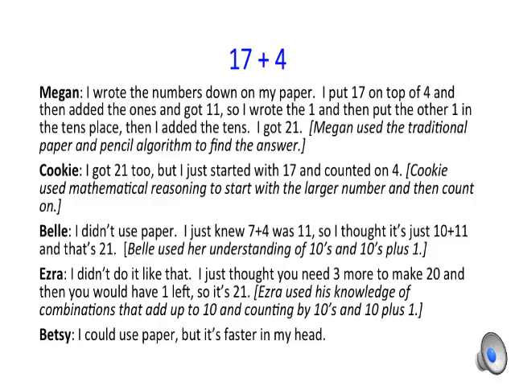The teacher asked, "Does that make sense?" And Ezra answered, "I didn't do it like that. I just thought you need 3 more to make 20, and then you would have 1 left, so that's 21." What method might Ezra have used? Ezra might have used his understanding of combinations to make 10, and of counting by tens.